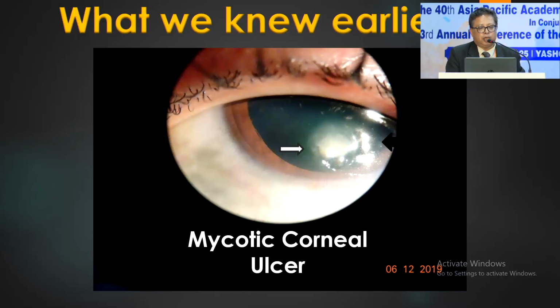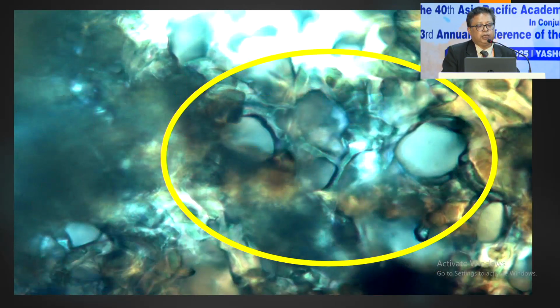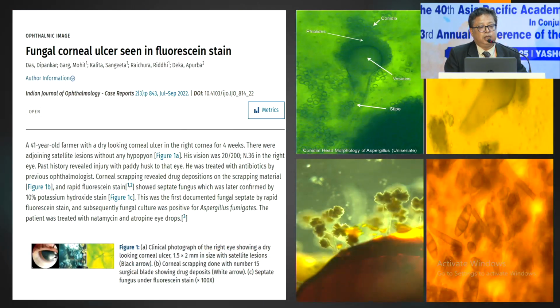Now, this is well known to all of us when you see a dry looking corneal ulcer. The next step is that we do a scraping and send the specimen for KOH. What we innovated is to do a fluorescent stain, and here you see those are the drug particles. After removing the drug particles and putting fluorescein, the solution fluorescein, the fungus was visible. And this we published in the Indian Journal of Ophthalmology as a fungal corneal ulcer stained with fluorescein stain.